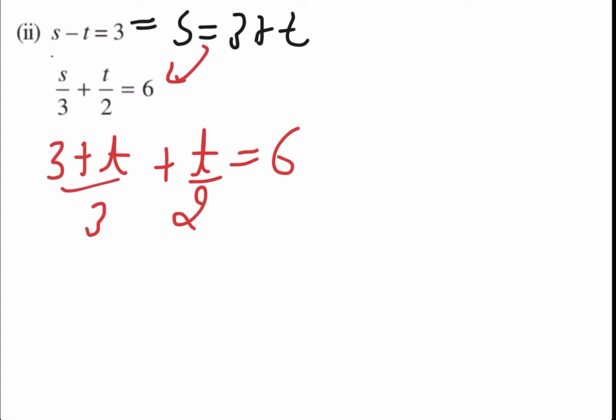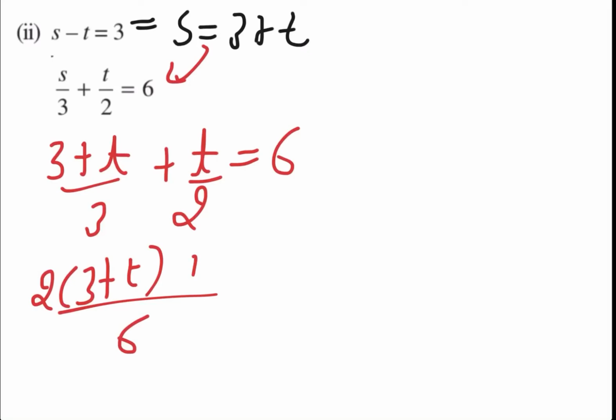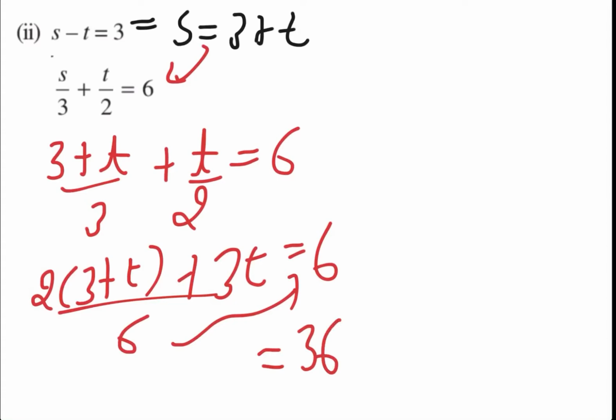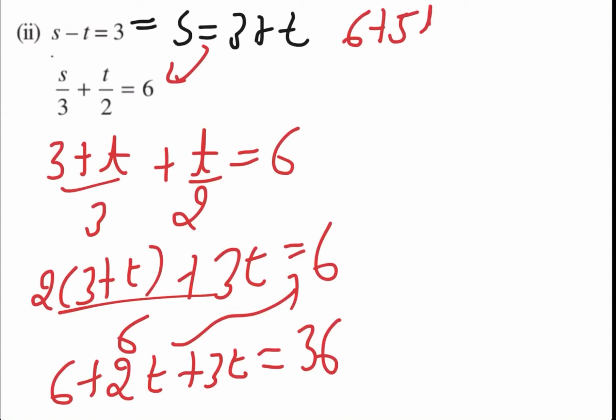I can take the LCM of 3 and 2. I know that's 6. So this will become 2 into (3 plus t) plus 3t is equal to 6. This is the simple LCM method. Now, before further simplifying, I can take this 6 to this side. If it's getting divided here, it will get multiplied there. So this will become 36, and here 2 into 3 is 6 plus 2 into t, 2t, plus t by 3 times 6, which is 3t, is equal to 36. 2t plus 3t is 5t, so 6 plus 5t is equal to 36.